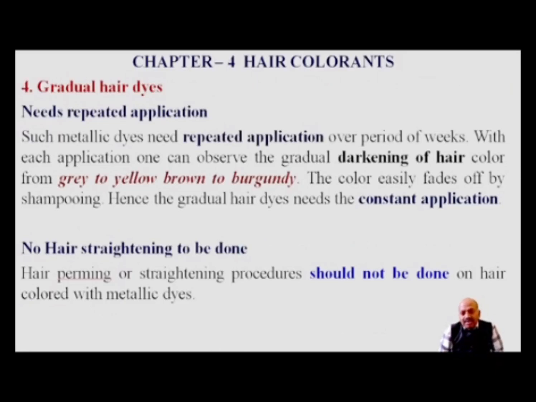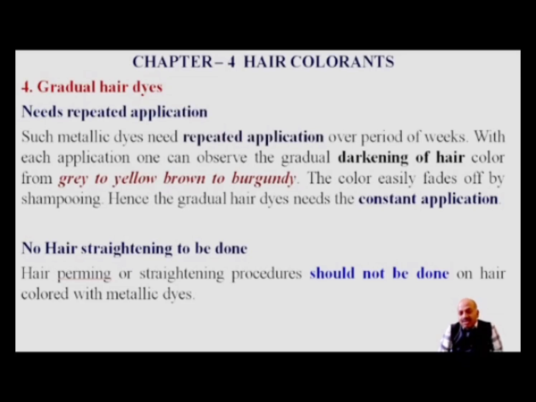In this type of gradual hair dyes, it needs repeated application. One-time application is not sufficient. We have to go for repeated application every week, for example. If we are using these gradual hair dyes, we have to apply them continuously every week to get good results. If you want to increase the shade of the hair color, it should be applied repeatedly. Such metallic dyes need repeated application over a period of weeks. With each application, one can observe the gradual darkening of hair color from gray to yellow, brown to burgundy.